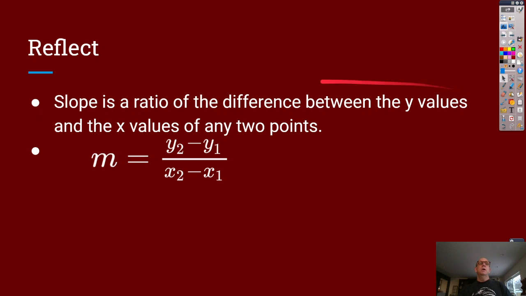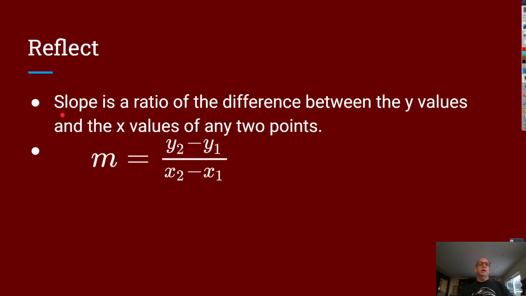All right. So reflection, note time. The slope is the ratio of the difference between the y values and the x values of two points. That means you find the two points and you subtract the two y values and you subtract the two x values, and that gives you the slope.